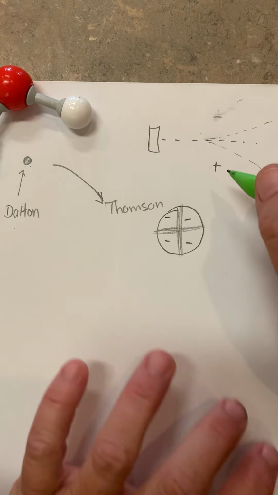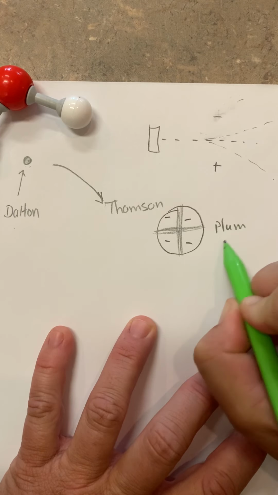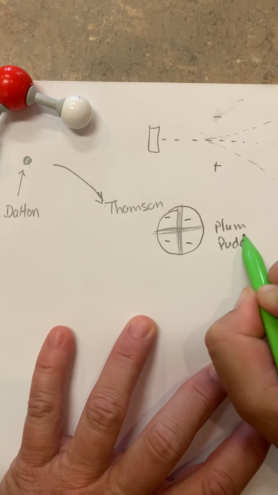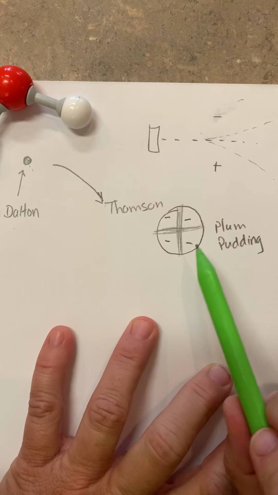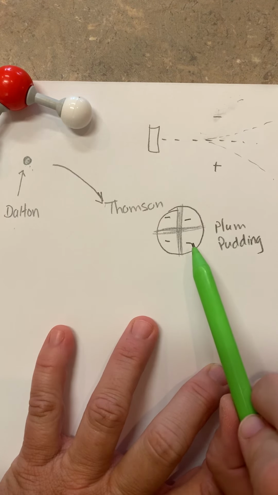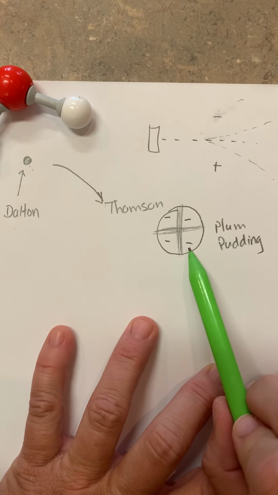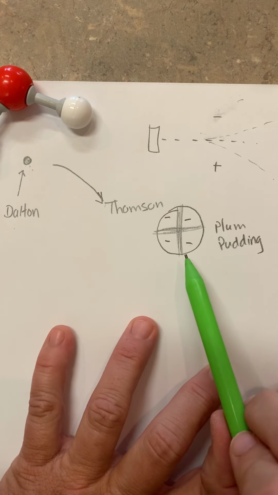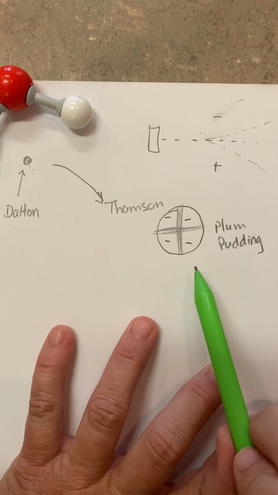So he called this the plum pudding model. Now, our atom that we thought was indivisible actually is made up of smaller parts, this negative part, and he called it an electron. And he also got very, very close estimating the mass of that electron. It was about 2,000 times smaller than a hydrogen atom.